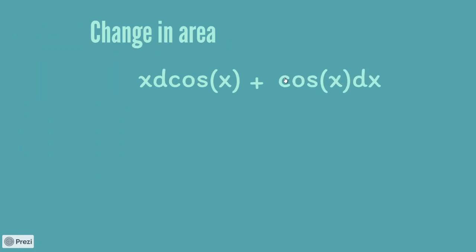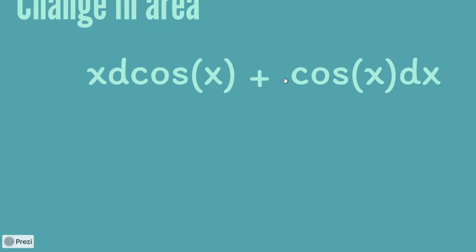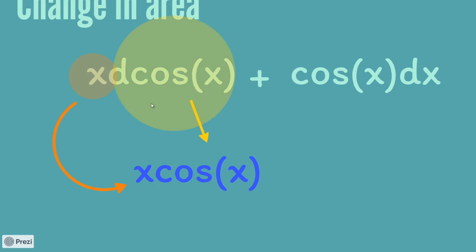Now if you look carefully, you will notice something. This is our original product function, x into cos of x. Look at the change in area. This is the change in output, because we considered the function to be an area function, a rectangle. Look at the change in output here. This is x, our first function. Then this is d of cos x, the differential of the second function.